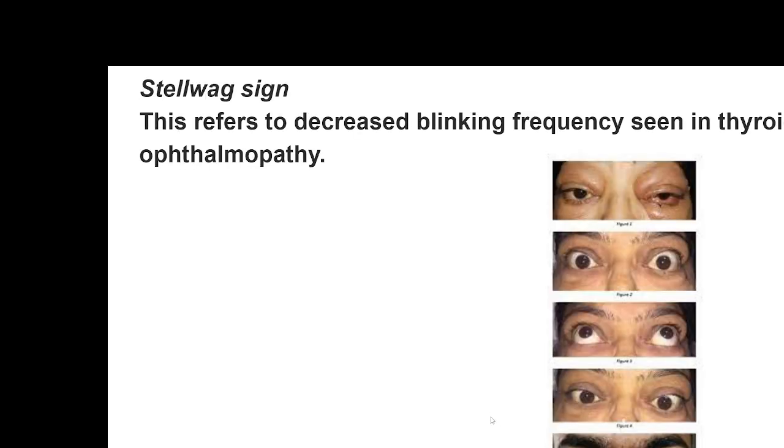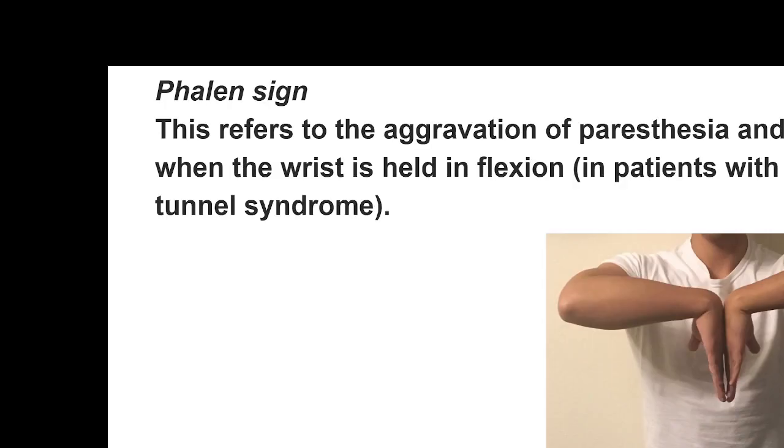Then another is the Stellwag sign. This refers to decreased blinking activity, particularly in thyroid abnormality. Normally, your eyeballs would be blinking at certain specific intervals, and if the eyeballs fail to blink at regular intervals, there is a delay in the blinking, which also can be a cause for irritation of the sclera later on. That's called the Stellwag sign. That's about some of the eye signs.